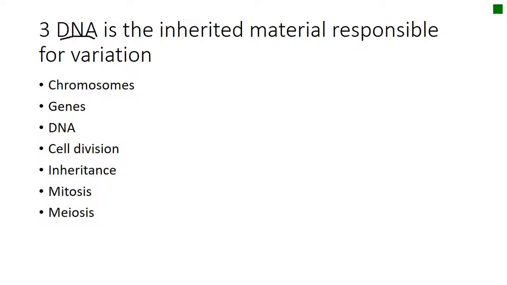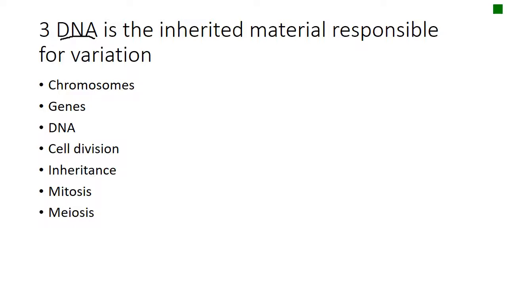You're going to end up with two parent cells that have the exact same number of chromosomes as the original cell. So mitosis happens in asexual reproduction. It also happens in, say, your body when cells have to get repaired. Meiosis is happening in sexual reproduction.